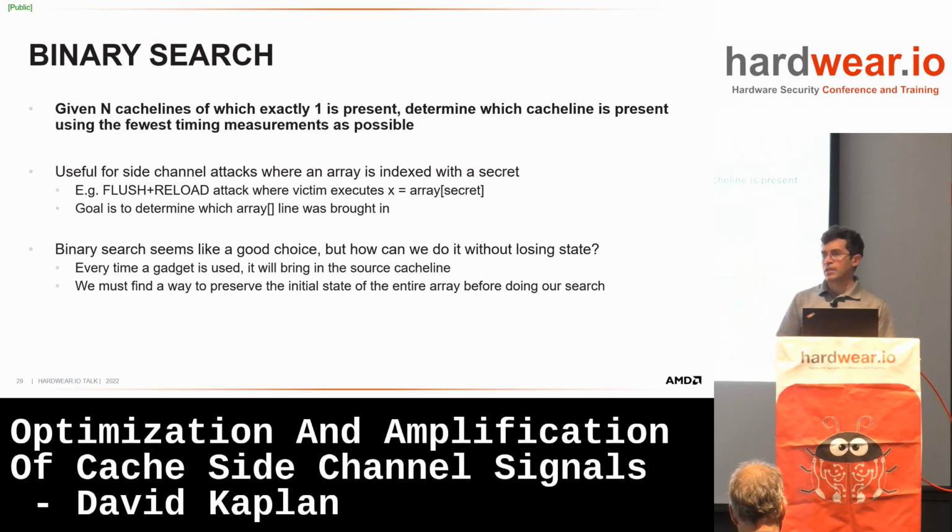In real life, this would be a case where perhaps you're doing a flush and reload attack, and the victim has indexed some array and has brought in a cache line that's dependent on a secret value. And maybe there's 64 different values. So we want to do a binary search, but we have this problem of losing state, right? Every time we touch the cache line, we bring it in.